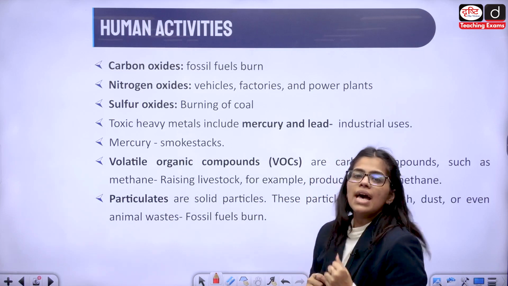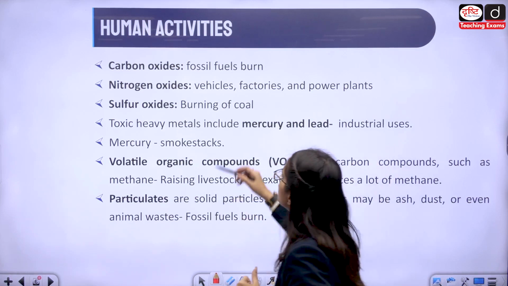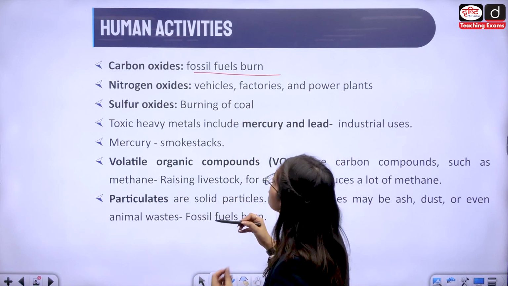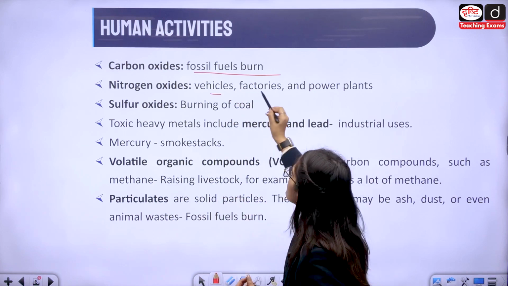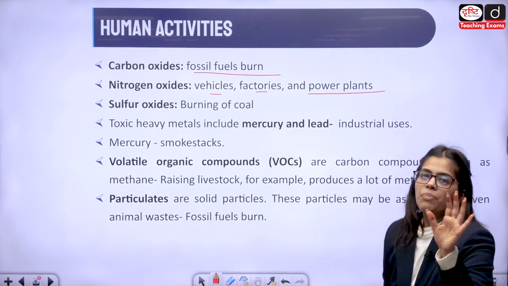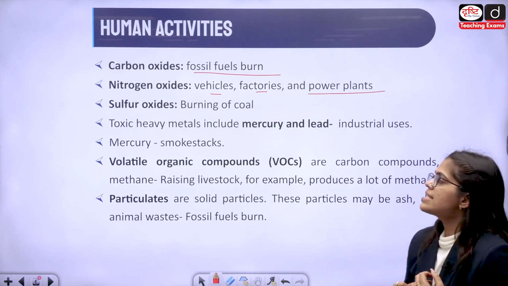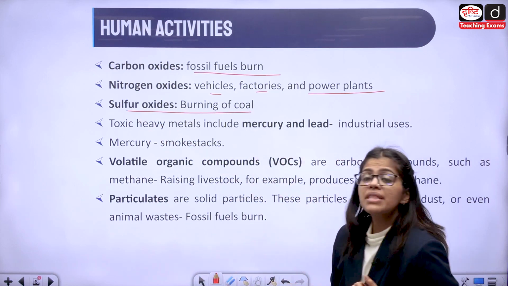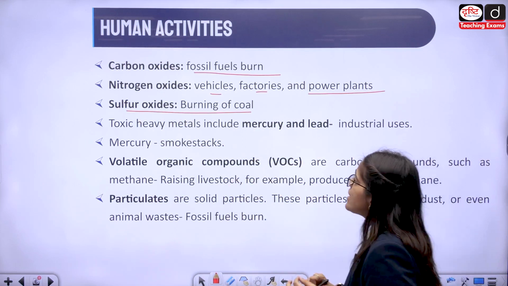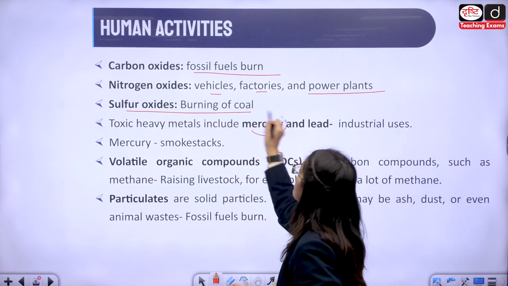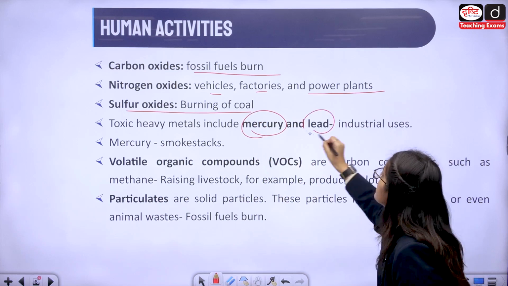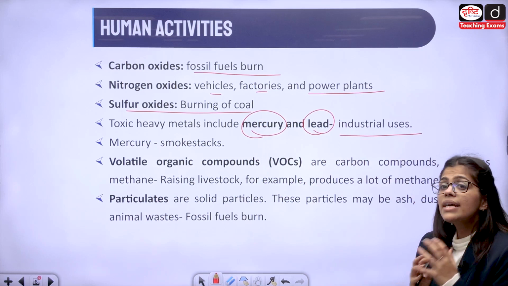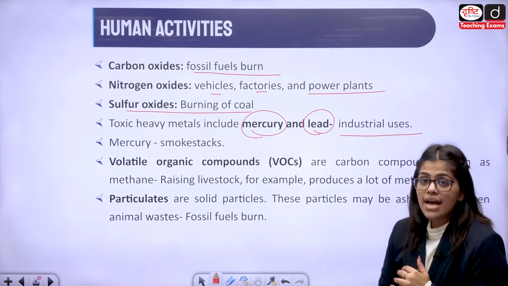So carbon oxides are given out because of the burning of fossil fuels, incomplete combustion or burning of the fossil fuels. Nitrogen oxides are seen because of the vehicles, factories, and power plants. Then there are sulfur oxides. Sulfur oxides can be there because of the burning of coal. Then there can be toxic heavy metals like mercury and lead. These can be because of industrial uses. Also, mercury is used in the smokestacks.